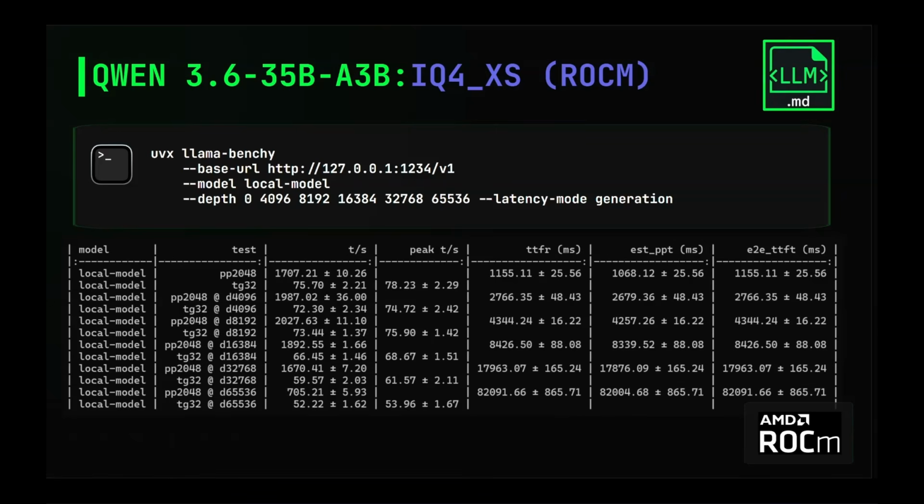Right out of the gate, the generation speeds are very good. We start at about 75 tokens per second, and even at 8K context, it holds up steady at 73. Pushing it all the way to 65K context still gives us a very usable 52 tokens per second, but keep an eye on the prompt processing. It runs beautifully early on, peaking at over 2000 tokens per second at 8K. However, once we hit that massive 65K context limit, prompt processing takes a heavy dip, dropping all the way down to 700 tokens per second.